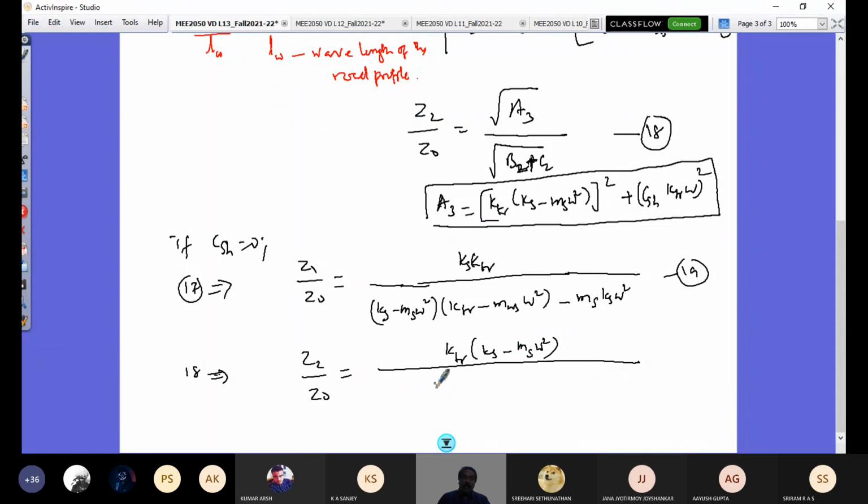Then in the denominator you would have Ms MUS into omega N1 square minus omega square into omega N2 square minus omega square. See, look at here, your natural frequencies are brought into this. All right, so this is equation 20.